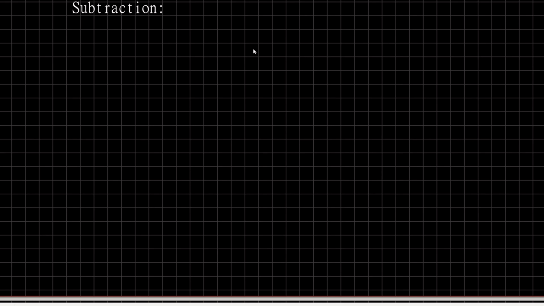Let's subtract two whole numbers. 5 minus 2, we have the result 3. Let's subtract another two whole numbers. 2 minus 1, we have 1. So here we again see that when we subtract two whole numbers, we get a whole number as the result.